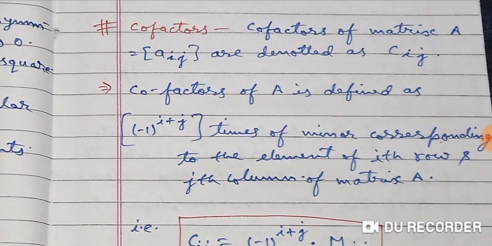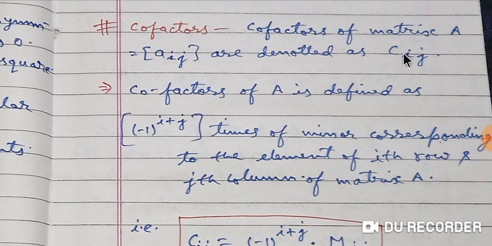So the cofactors of matrix A, whose elements are Aij, are denoted as Cij. Let's suppose there is a square matrix A equal to [Aij]. As we have discussed, the minor will be denoted as Mij and the cofactor will be denoted as Cij. So Cij means the cofactor of the element of the ith row and jth column.